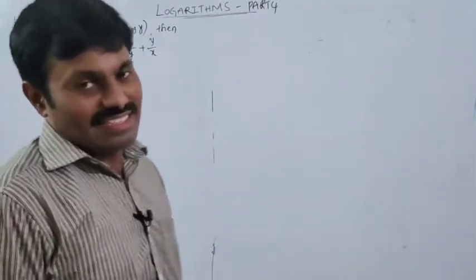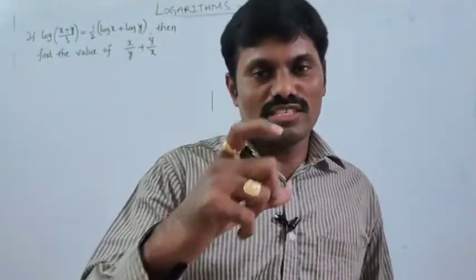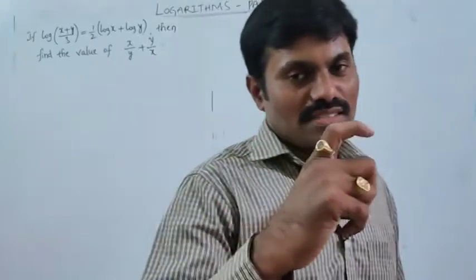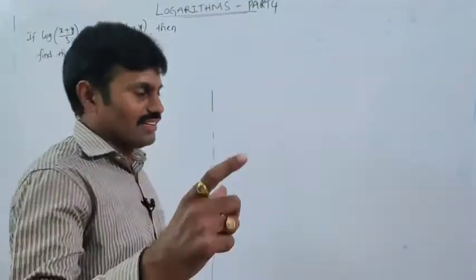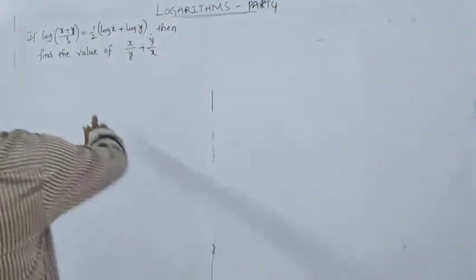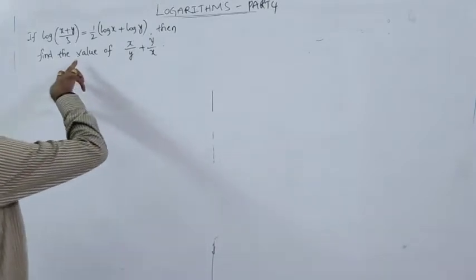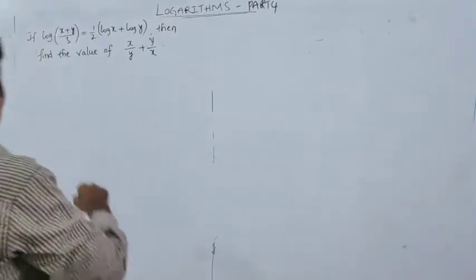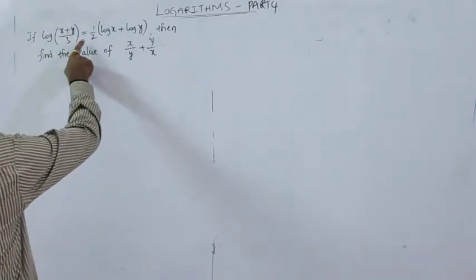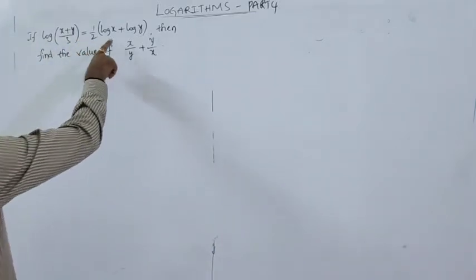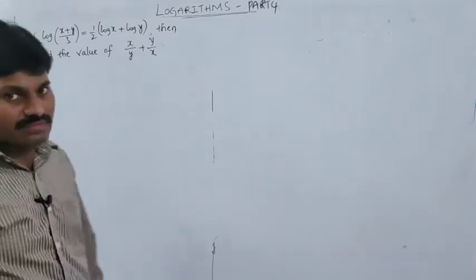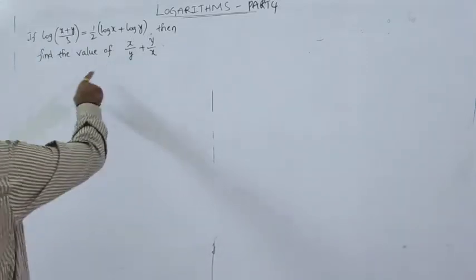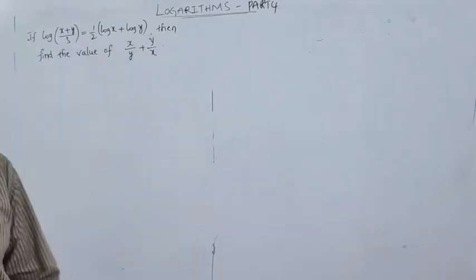As you know, we are talking about solutions of the problems based on the logarithms concept. In this video we talk about the solution of this problem. The question is: if log of (x plus y) by 3 is equal to 1 by 2 into (log x plus log y), then find the value of x by y plus y by x.